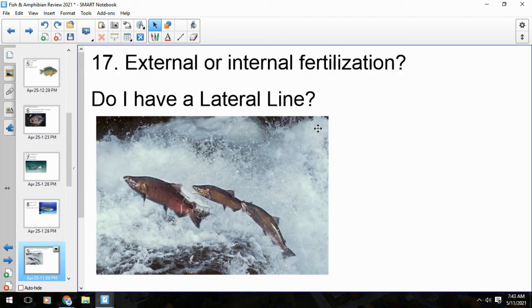Our salmon, external or internal fertilization? That's also going to be external fertilization. And that's the spawning, like what we watched the videos for the salmon. Do I have a lateral line? Yes. So that lateral line is going to be that sensory line that kind of goes right along there.